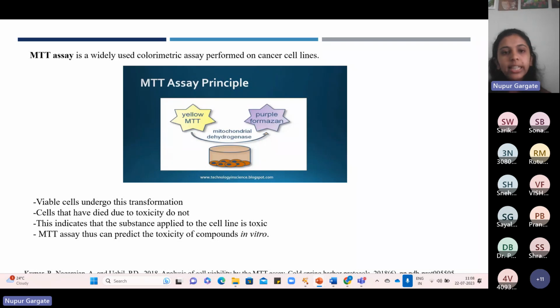So basically, in MTT assay, if the transformation happens, we understand that the cells are alive. But if this transformation does not happen, we can conclude that the cells have died due to toxicity of the applied compound. And this is why MTT assay can be used to check the cytotoxicity of certain compounds.